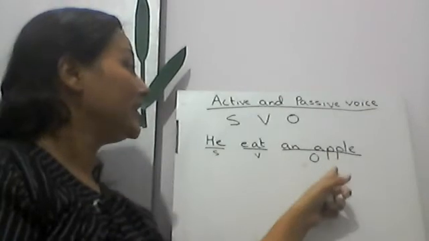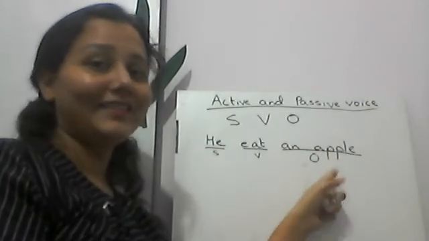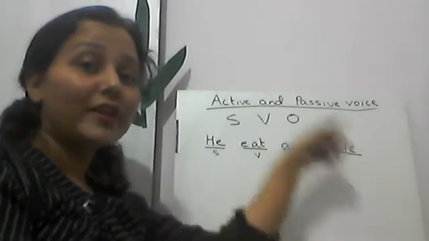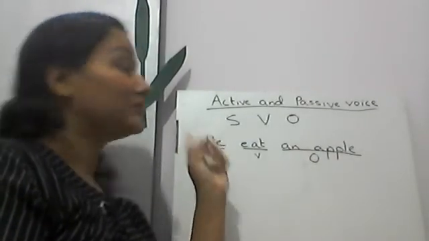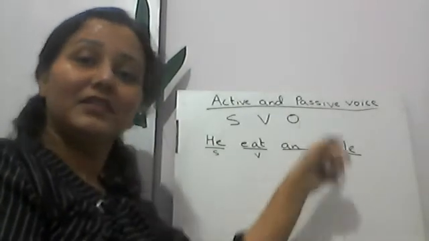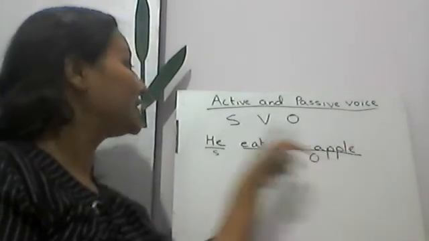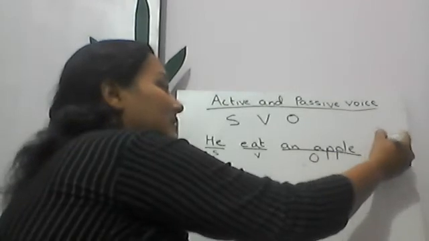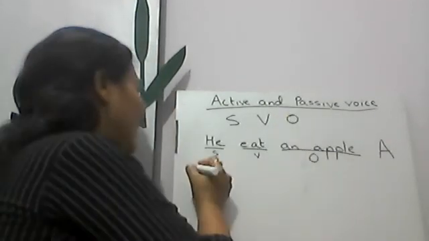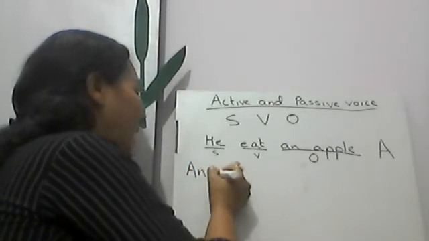Okay, now in active and passive, apple is your object, but it will go into the subject part, and he will be your object part in your passive voice. So this is active voice. Okay, this is active voice. A, we are writing A. Now here, an apple.